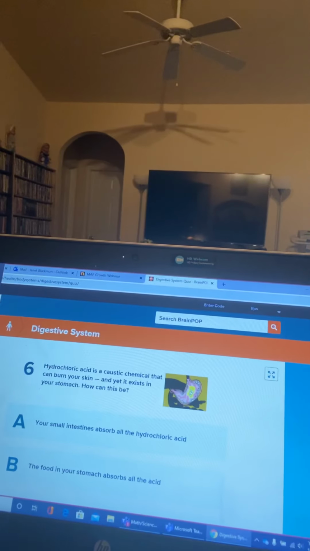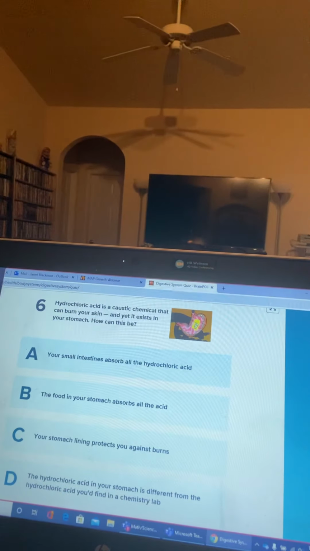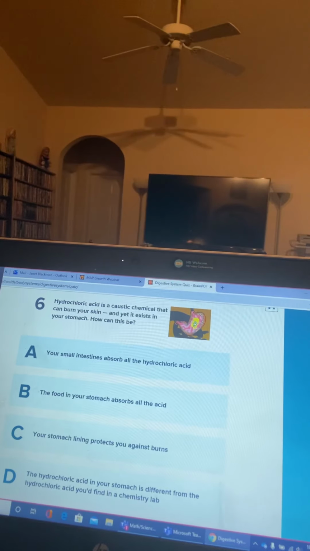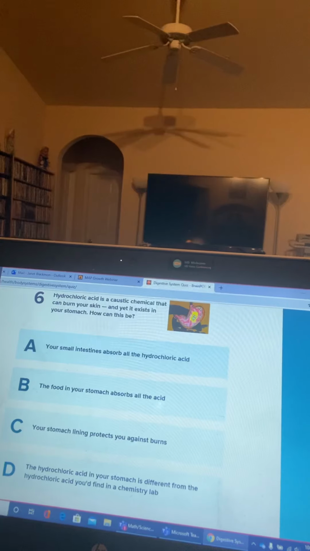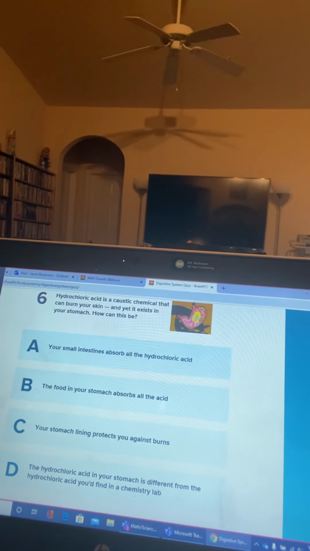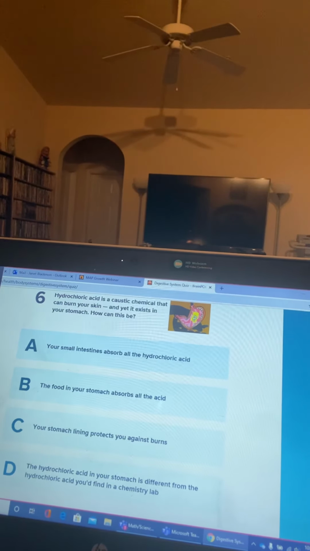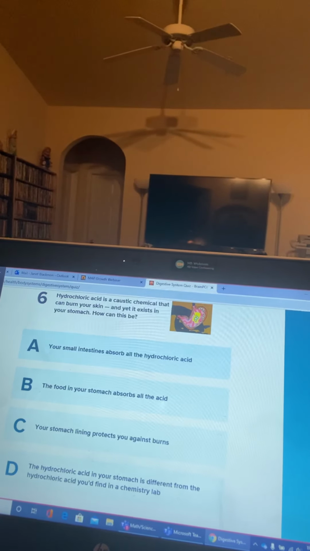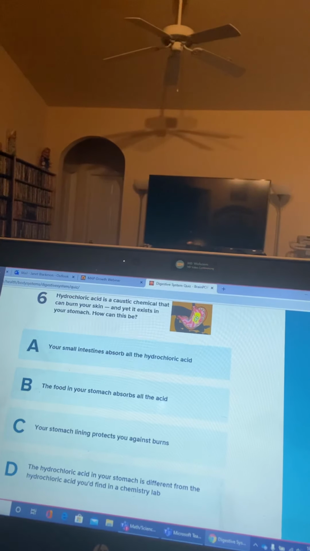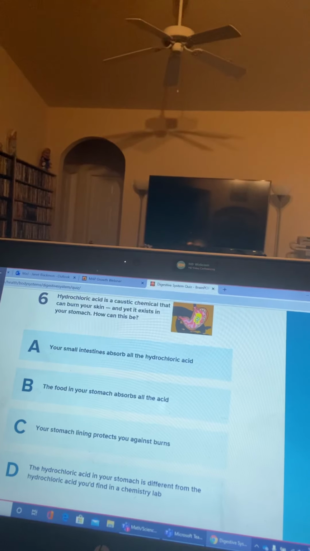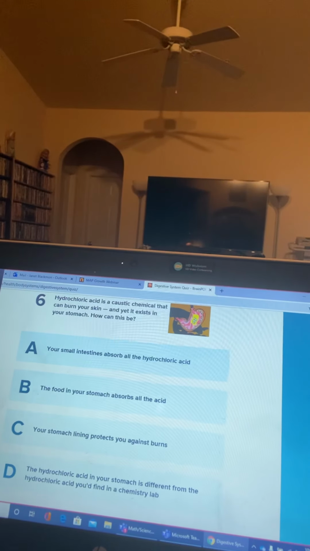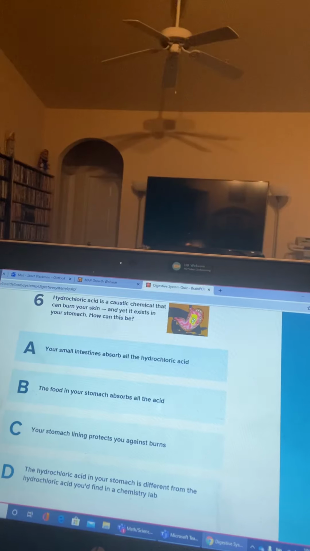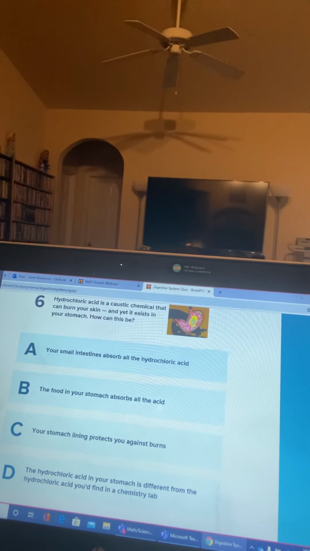Number 6, hydrochloric acid is a caustic chemical that can burn your skin, and yet it exists in your stomach. How can this be? Is it because your small intestine absorbs all the hydrochloric acid? The food in your stomach absorbs the acid? Your stomach lining protects you against burns? Or the hydrochloric acid in your stomach is different from the hydrochloric acid you'd find in a chemistry lab?